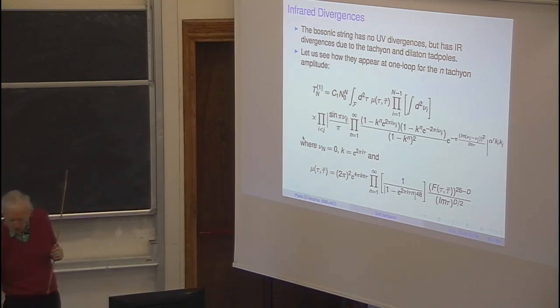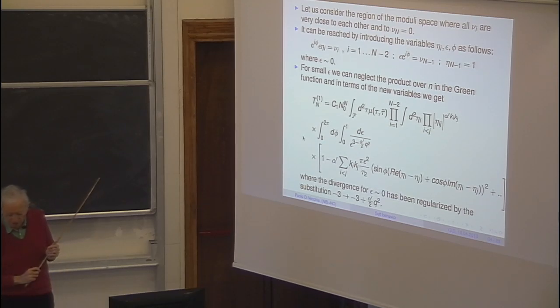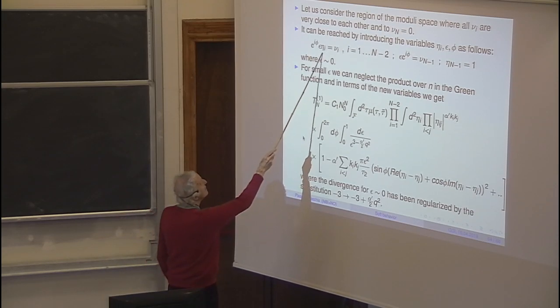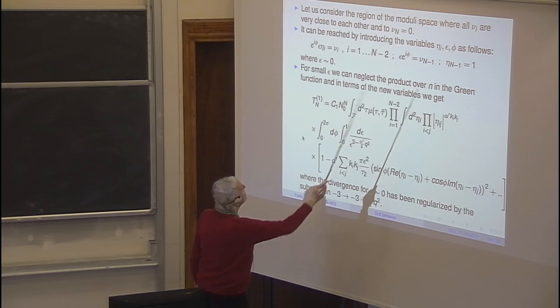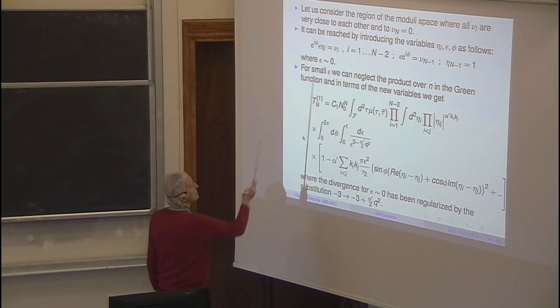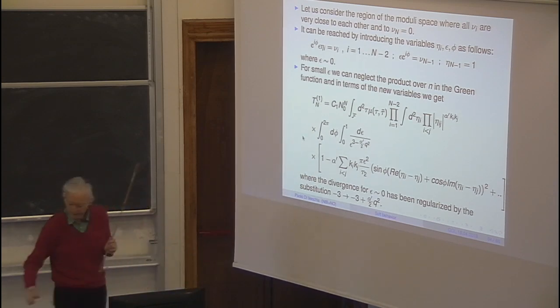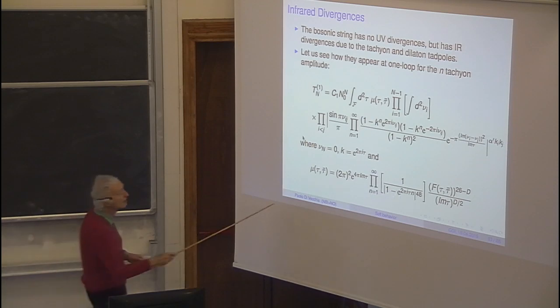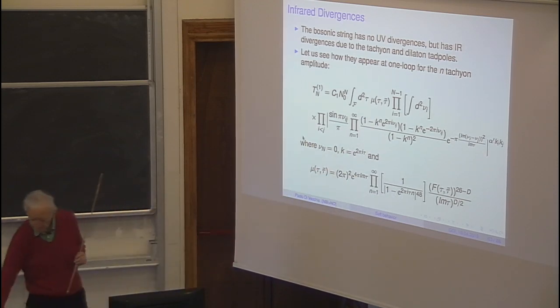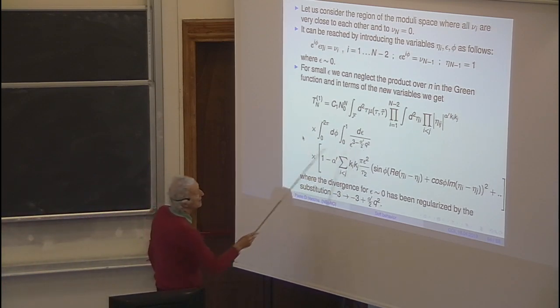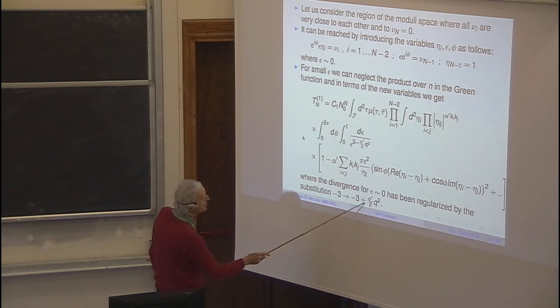So the limit in which all the nu go to the same point can be reached by introducing epsilon and phi in this way, and epsilon is taken to be 0. For small epsilon, you can neglect all the quantity which is in this product here, and that's what you get. And then you regularize the infrared divergence by giving a small momentum to the term here.